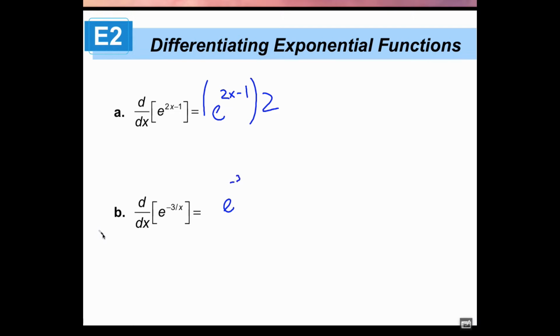Second one, e to the negative 3 over x times 3x. Good. Wait. Why? It's math magic. That's true. All right, here we go.